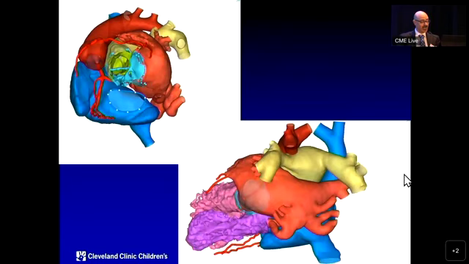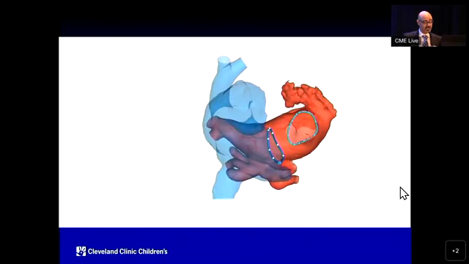Now, I'll tell you that after all these discussions and after looking at these prints, what I least expected in this case, what I learned from this case, is that what was going to be the limitation for an anatomic repair was the atrial baffles.